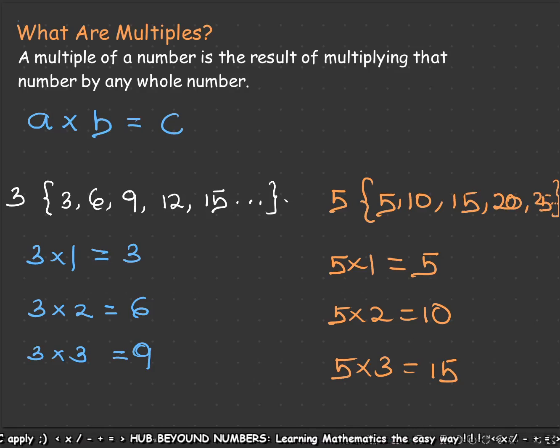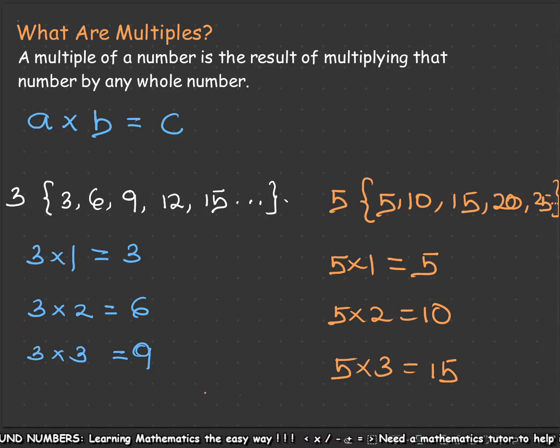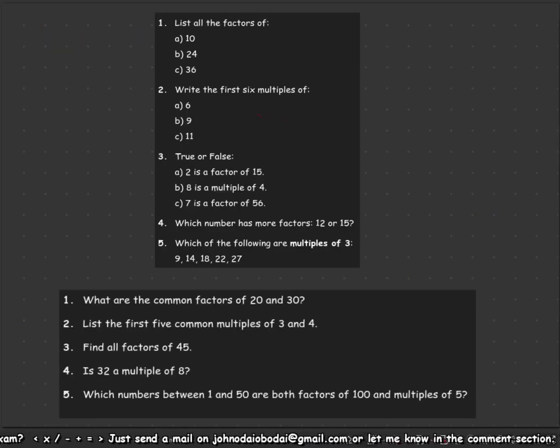So these are what we call multiples and factors. And I do hope you have been able to grasp this concept. As usual, I'll leave you with an exercise just to test your understanding. So we have these two sets of questions here. The first one says you have to list all the factors of the numbers you see there. Then the second one, write the first 6 multiples. And there's a true or false question, that is this third one here.